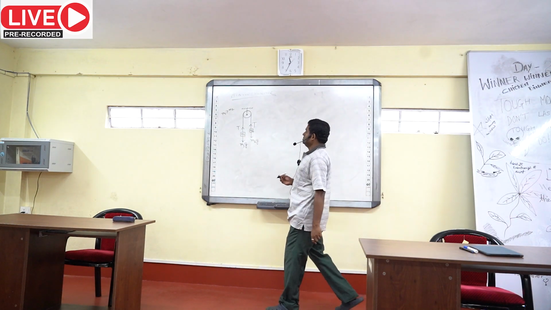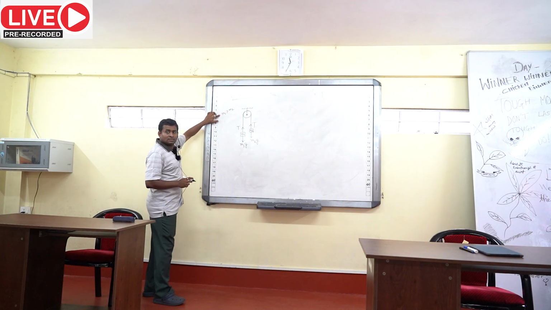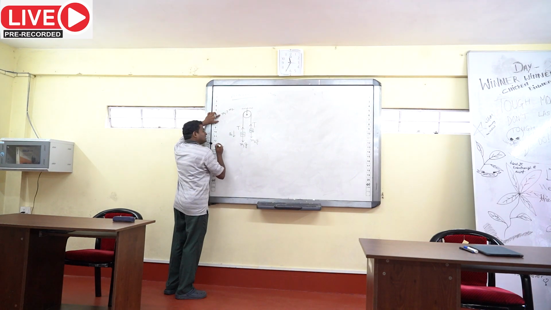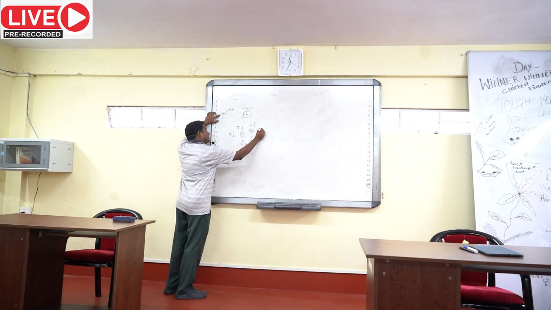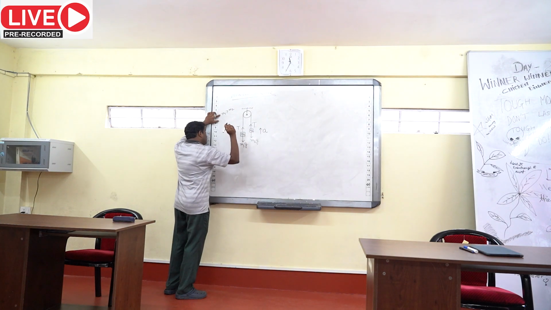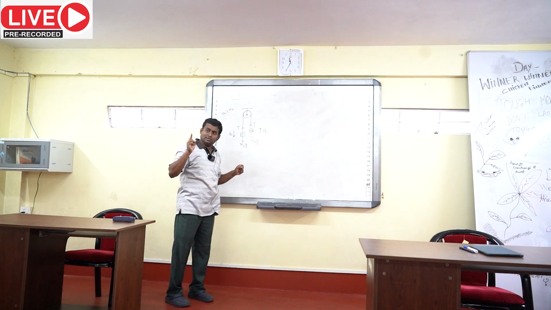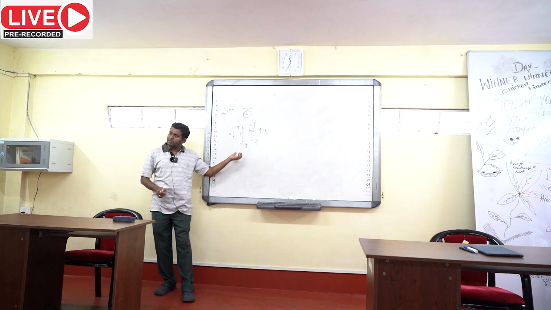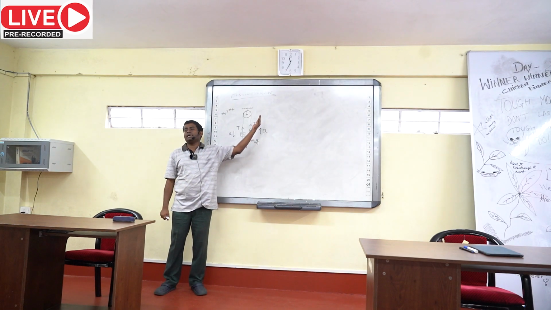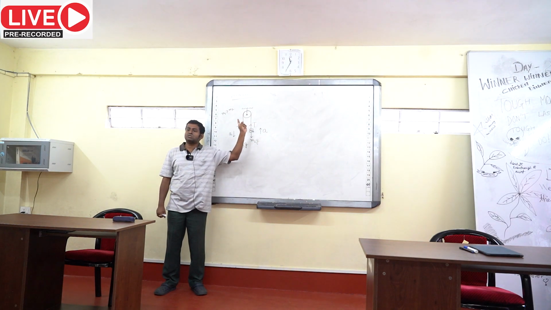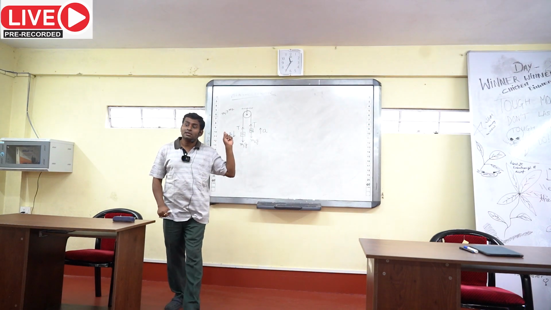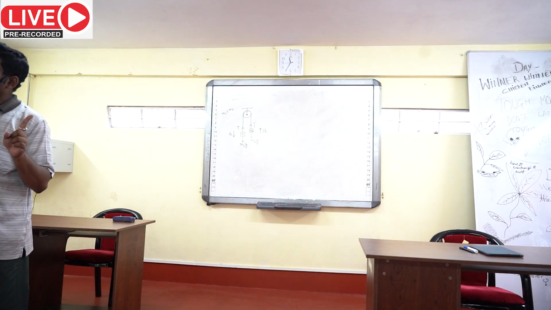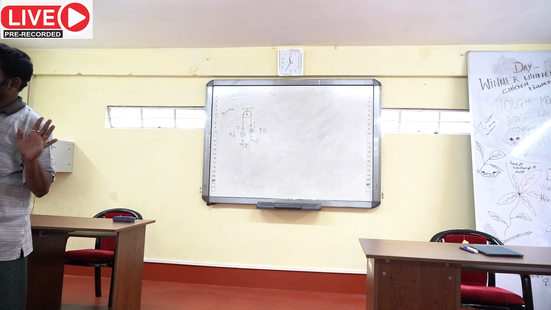Now, which mass is heavier? M1. So this should come down with some acceleration, and this should move up with the same magnitude of acceleration. M1 is heavier, so it is going down. M2 is lighter, so it is going up. But the acceleration's magnitude should be equal. Why are they equal? Because the property of the string is given as inextensible. Clear?